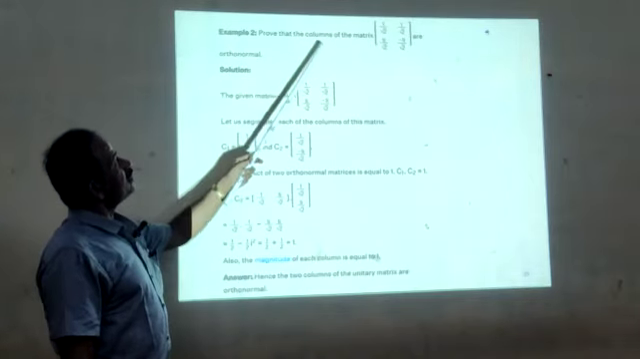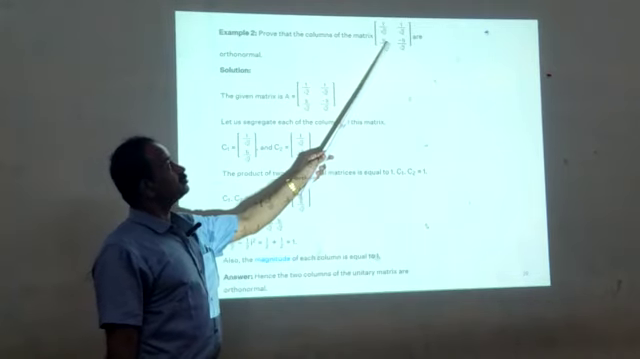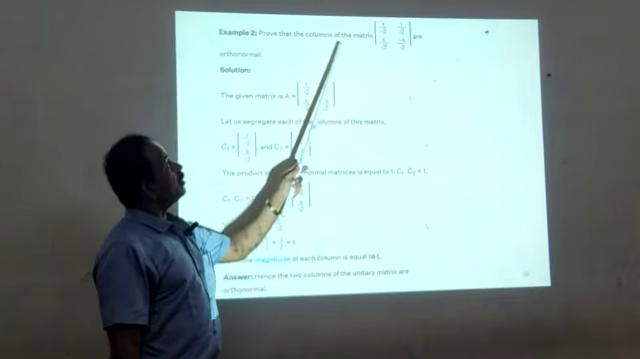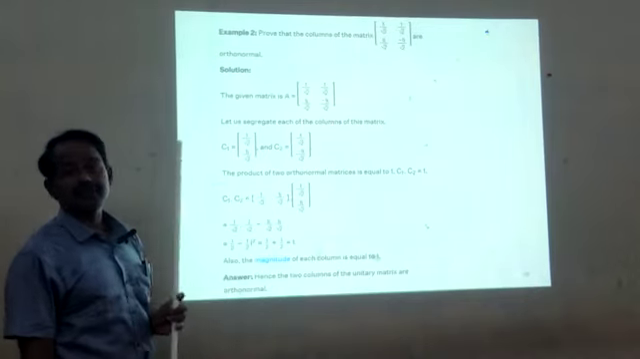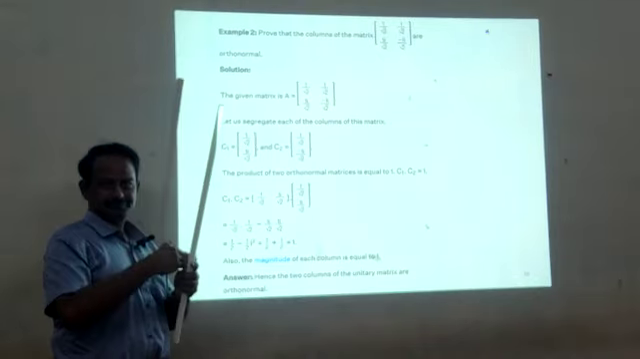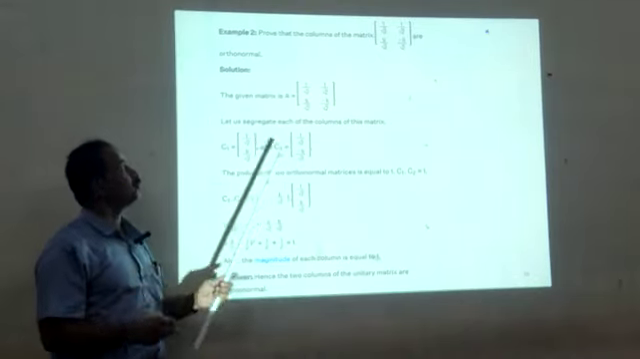Example 2. Prove that the columns of the matrix are orthogonal. So we have a 2 by 2 matrix, and this is your column, correct? Columns of a matrix are orthogonal. Orthogonal means perpendicular. Okay, orthogonal we are going to prove.